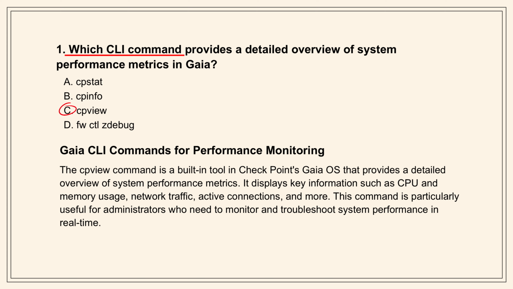So break it down for me. Why is CPview so important? Think of it like your vital signs monitor for your system. It's going to show you everything that's happening under the hood in Gaia: your CPU usage, memory consumption, network traffic, all that good stuff, and in real time. So if I'm troubleshooting a slow server, CPview is my first stop. Absolutely. You run CPview and you see CPU is pegged at 100%. That's a huge red flag. Could be a process gone rogue, a misconfigured service, all sorts of things. But without CPview, you'd be flying blind.